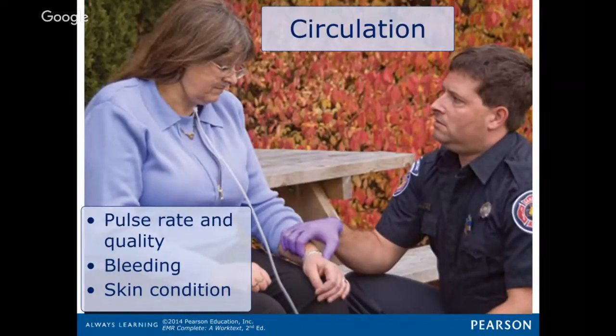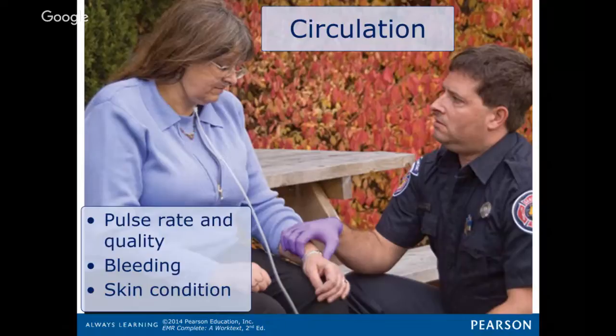So basically, if you have somebody that has altered LOC, you're going to look at going ahead and bagging that patient. So circulation: pulse rate and quality. You want a nice, strong, regular pulse. You don't necessarily want it bounding, but you also don't want what they call thready, where it feels small under your fingers.